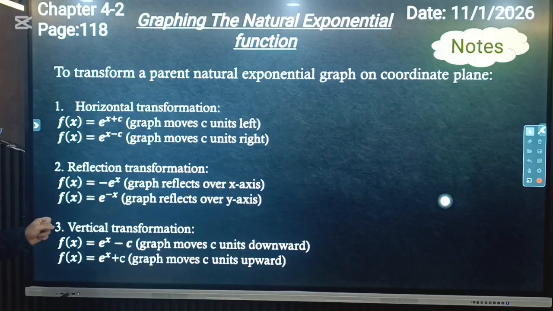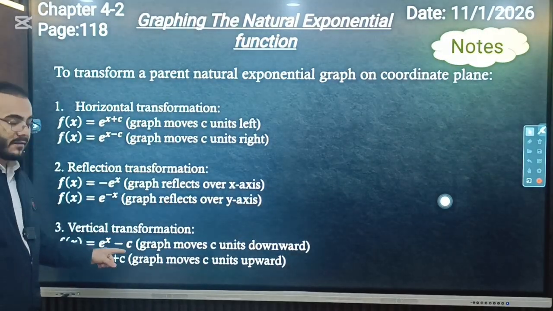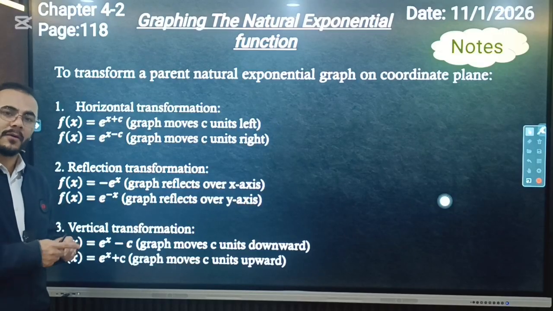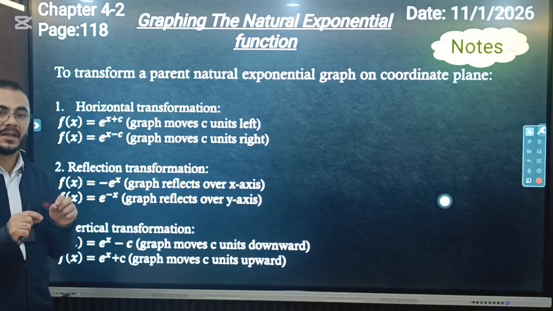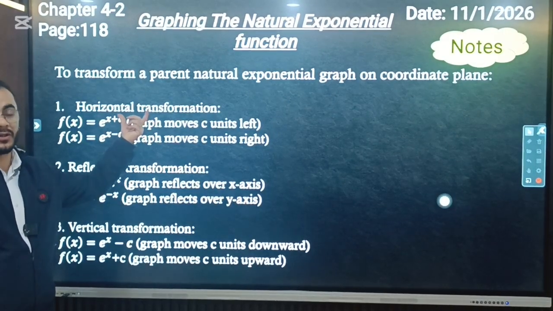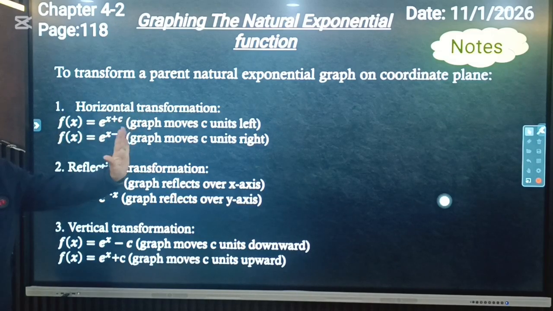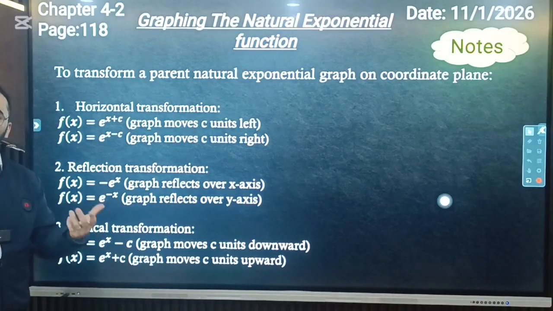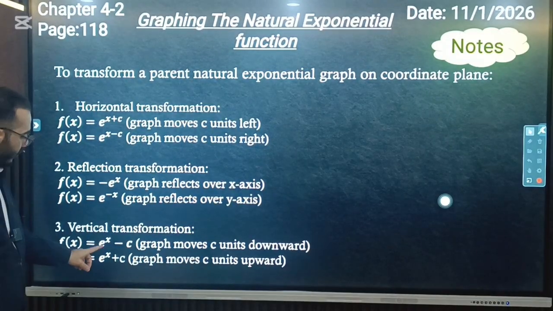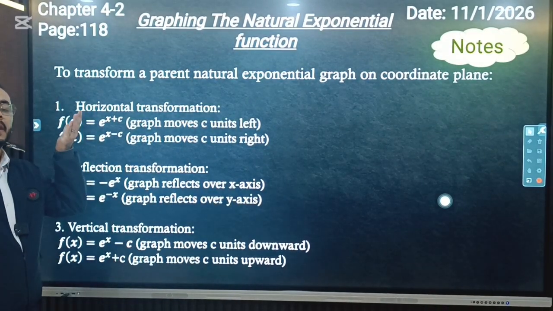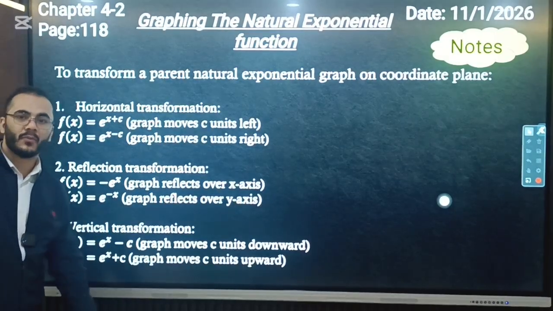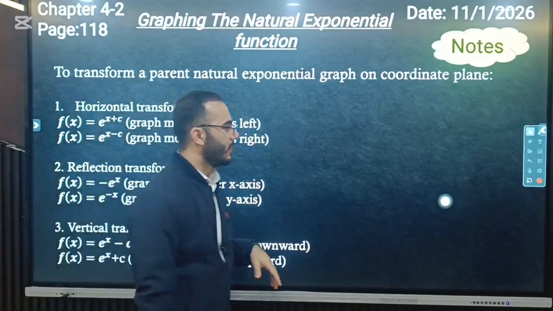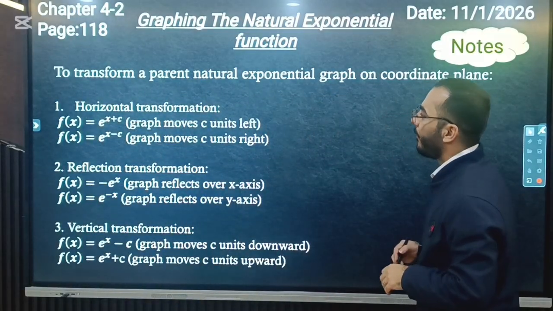Vertical transformation is if there is a c, like a different term, subtracted or added to e powered by x. Remember, it's not in the exponent. If the changing number is in the exponent, we go horizontally. But if it is a different term, we need to move vertically. If it was positive, go upward. If it was negative, go downward. This is all about transformation of a natural exponential function in that book that you follow.